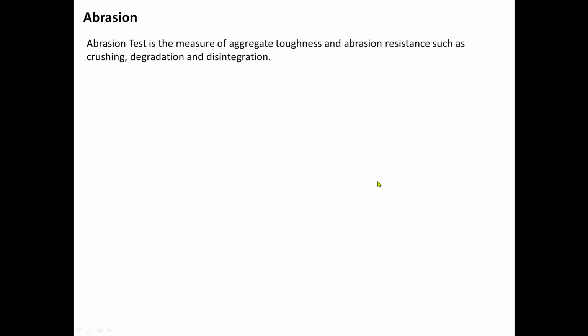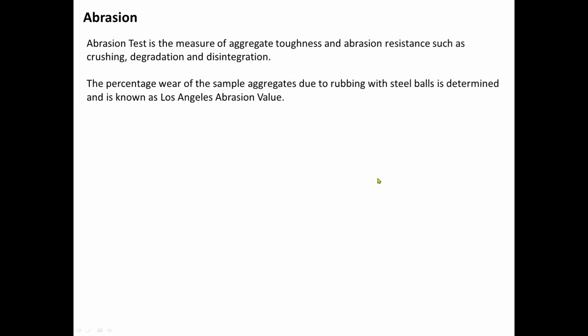After the density, we also have what we call the abrasion. Abrasion test is the measure of an aggregate's toughness and abrasion resistance such as crushing, degradation, and disintegration. The percentage wear of the sample aggregates due to rubbing with steel balls is determined and is known as the Los Angeles abrasion value.